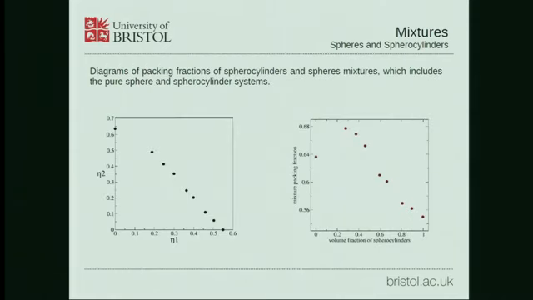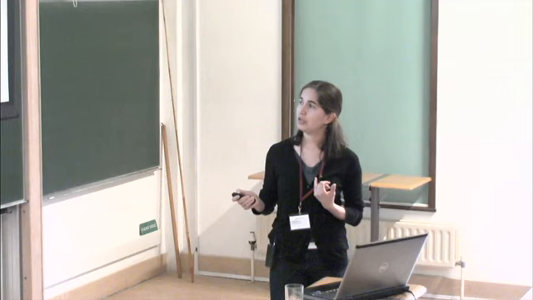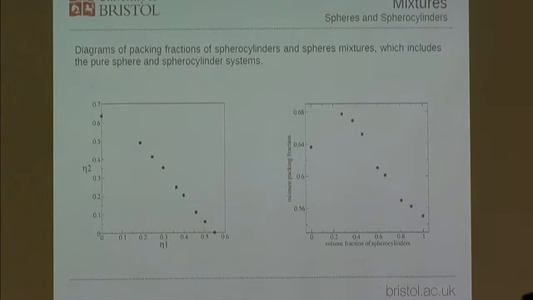What I'm showing here is using the same algorithm that I already explained. I'm showing the packing fraction. On this axis I have the packing fraction of the sphere cylinders and the packing fraction of the spheres. I did different concentrations of spheres and sphere cylinders. At this point you have only sphere cylinders, and here you have only spheres. As you mix them, you get this behavior. It's kind of aligned, but it's not exactly aligned.